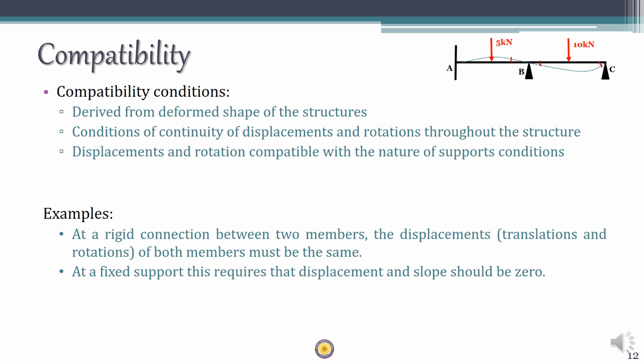In case of fixed support, you cannot permit either rotation or displacement. That's why there is no angle at the start. So theta is 0, as well as deformation is also 0. One more thing which ensures the continuity is that you can see this is called theta. This theta and this theta, both the angles will be the same. You can see that theta B to C is equal to theta B to A. This is also a compatibility condition.